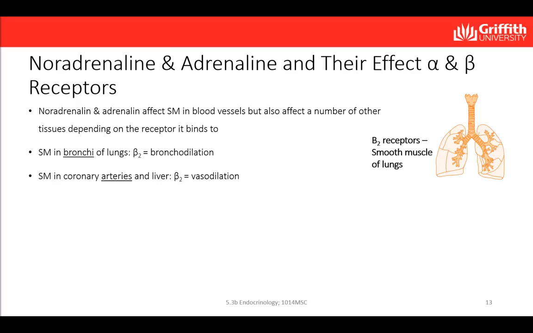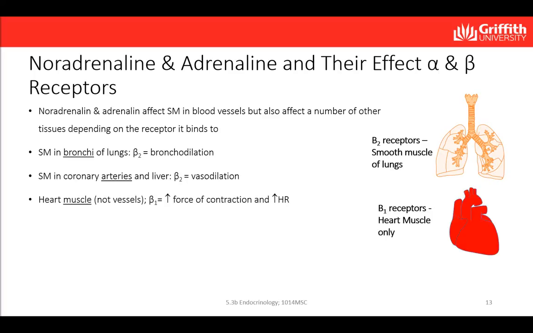For example, noradrenaline and adrenaline binding to beta-2 receptors in the bronchi causes bronchodilation. Similarly, noradrenaline binding to the beta-2 receptors in the coronary arteries of the heart and the liver causes vasodilation by relaxing the smooth muscle. On the other hand, binding of these hormones to a beta-1 receptor in the heart muscle causes an increased force of contraction and also increases heart rate. And should these chemicals bind to alpha receptors in most other blood vessels, it will induce vasoconstriction.